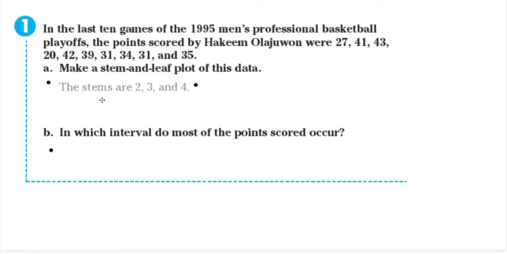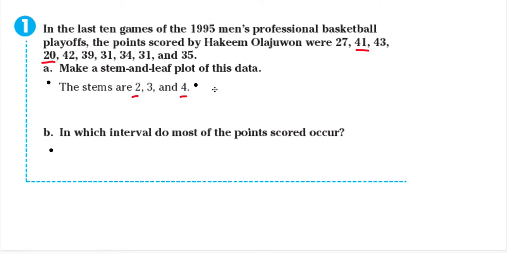Okay. First and foremost, the stems are 2, 3, and 4 because the first thing that we need to do is look for the least number and the greatest number. In this case, the least number is 20 points. That's the least he scored during that particular season, and the greatest number of points he scored during the 1995 playoff is 41. Okay, and that's why your stems are 2, 3, and 4. Get the least and the greatest, and simply include the numbers in between.